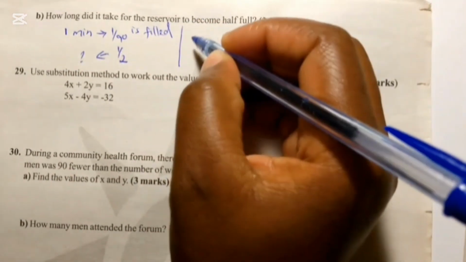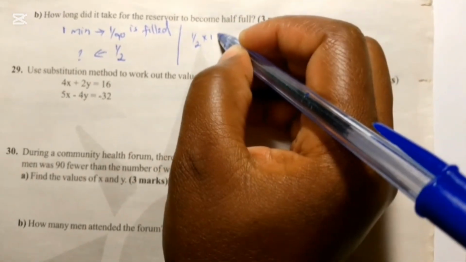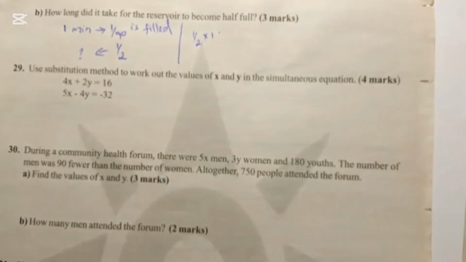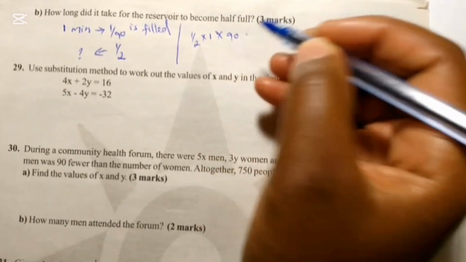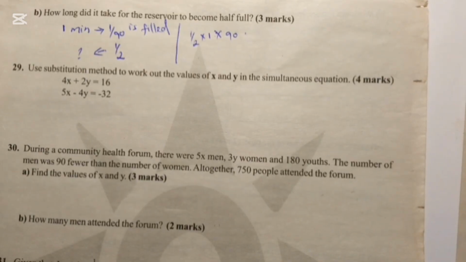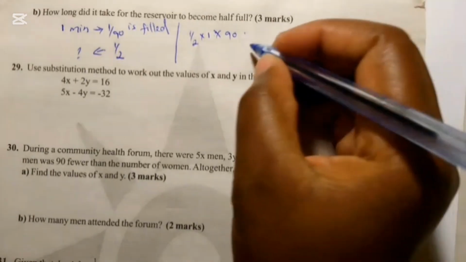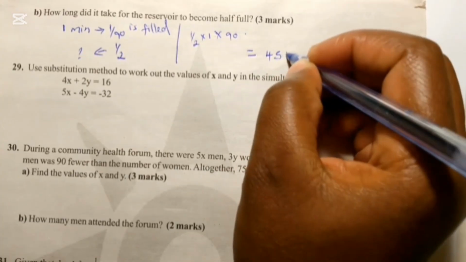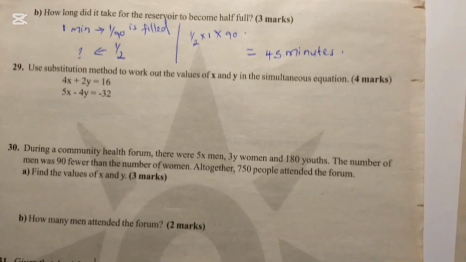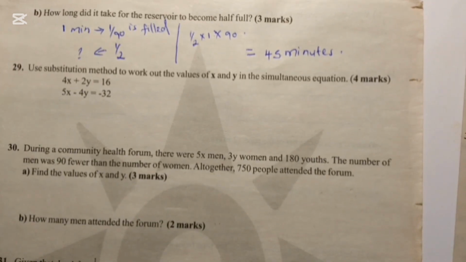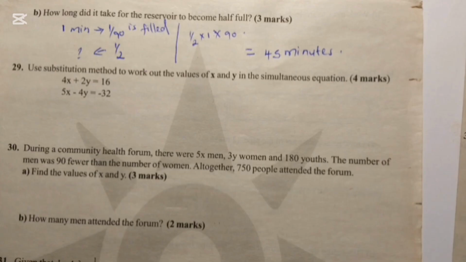So we shall have half multiplied by 1, and then instead of dividing by 1/90, we multiply by the reciprocal, so times 90/1, which is just the same as 90, and this is supposed to give us 45 minutes. So in 45 minutes, the reservoir will be half full. Look at that. Good. Let us proceed to question 29.